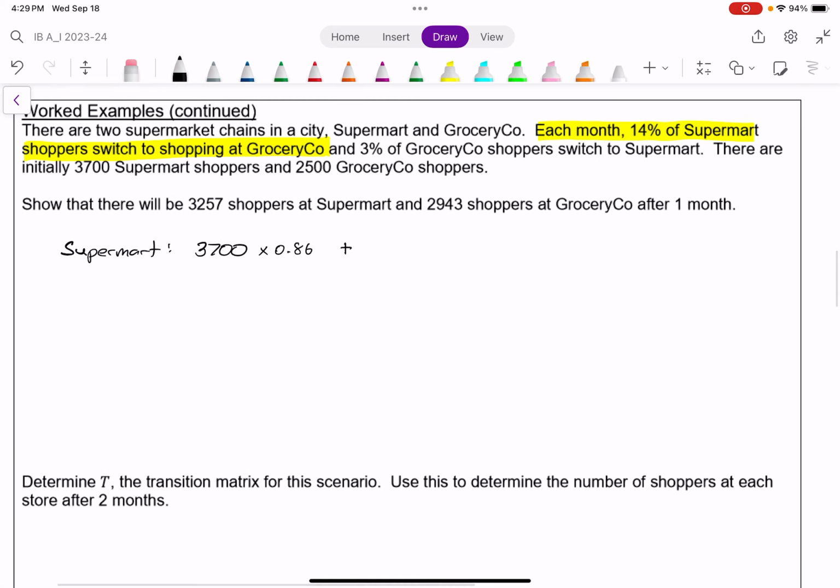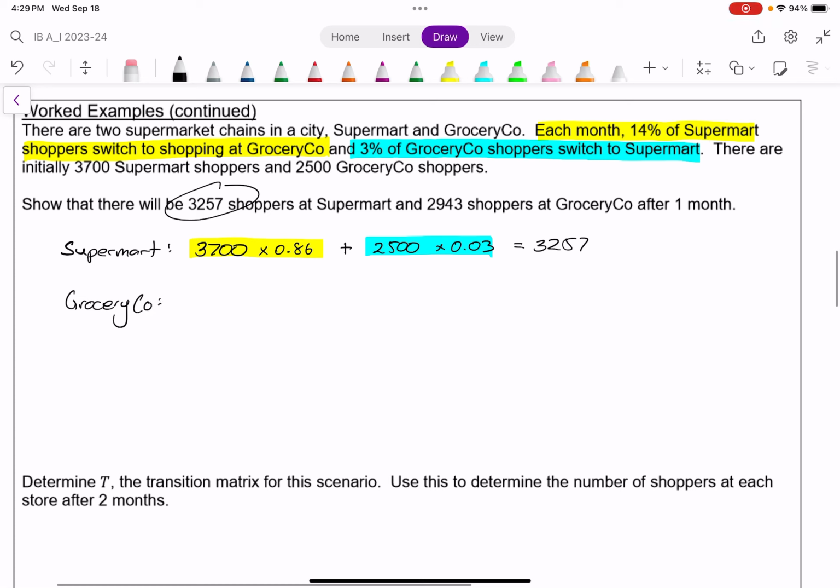Okay, but there's a bit more. Because while they lose 14% of their customers to the other company, they do gain 3% of the customers from the other company. So I need to also take 3% of the 2,500. And so in 1 month, we lose 14% and we gain 3% of the other company. And if you multiply this together, you will get 3,257. So confirming that's correct. And same idea here for Grocery Co. I'll write in the same order.